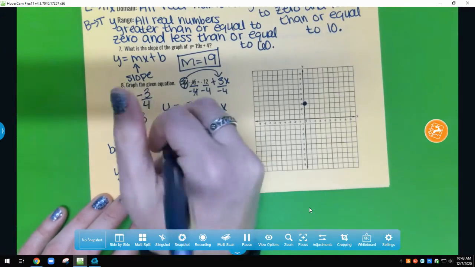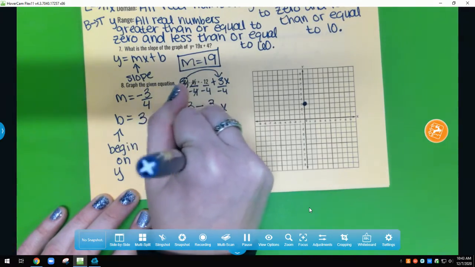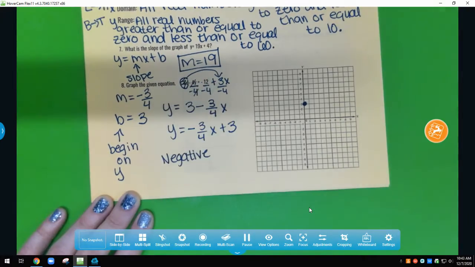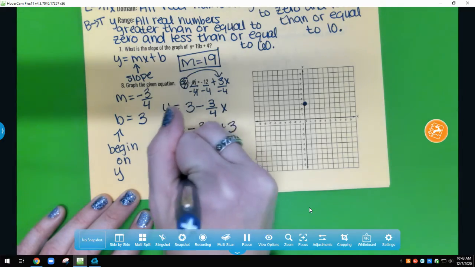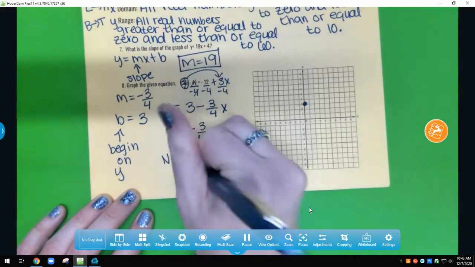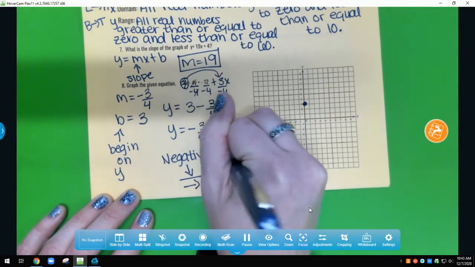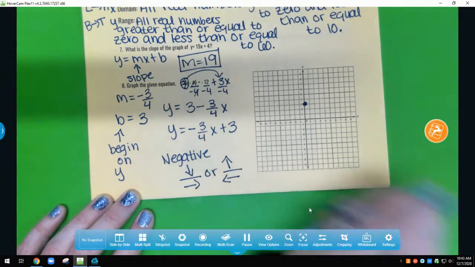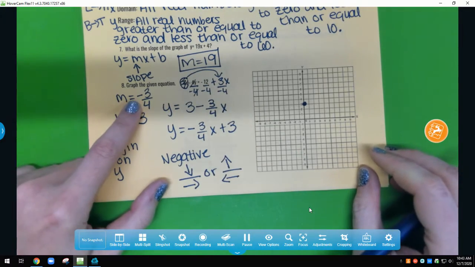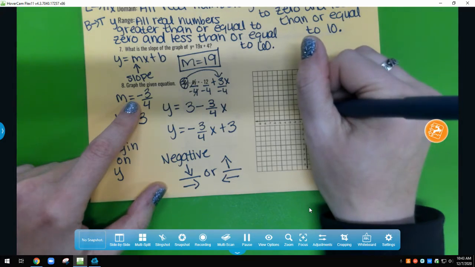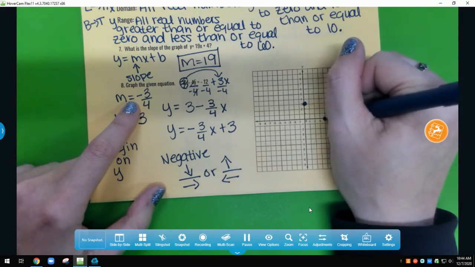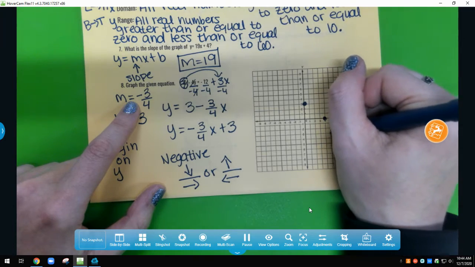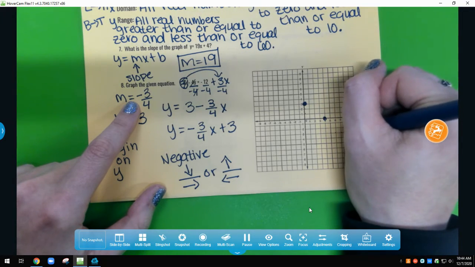Okay, since our slope is negative, remember with every slope you have two options. Since it's negative, we can go down and to the right, or we can go up and to the left. First we're going to start with the down. So we're going to go down 3, 1, 2, 3, right 4. And I'm going to do that again. 1, 2, 3, 1, 2, 3, 4.